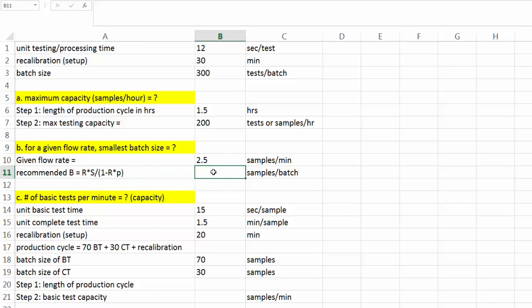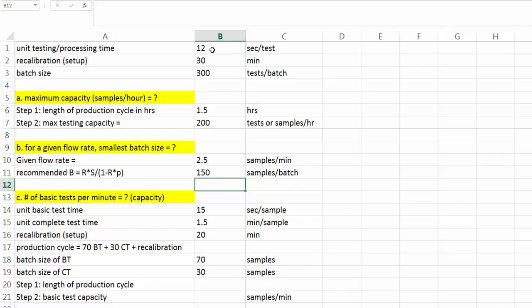It's going to be equal to flow rate times setup time, 30 minutes, divided by 1 minus flow rate times processing time. Once again, the processing time is in seconds. In this case, we are going to convert that into number of minutes. Return. And the final answer is 150 samples per batch.